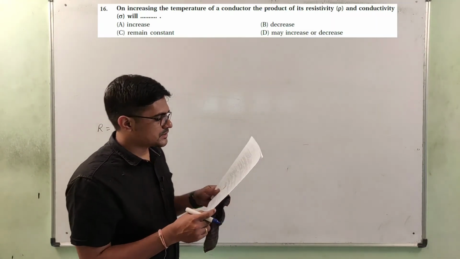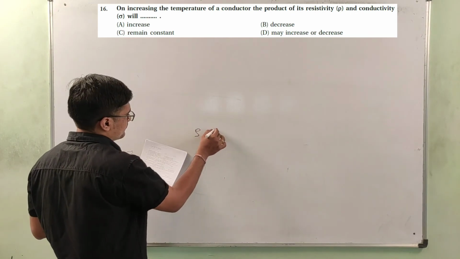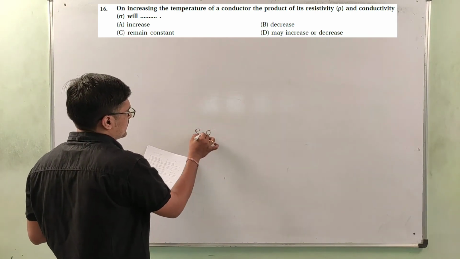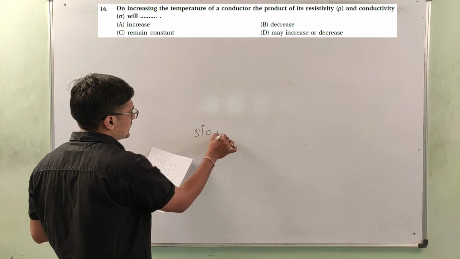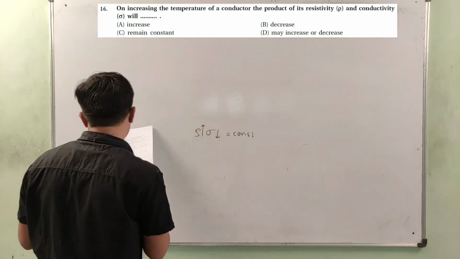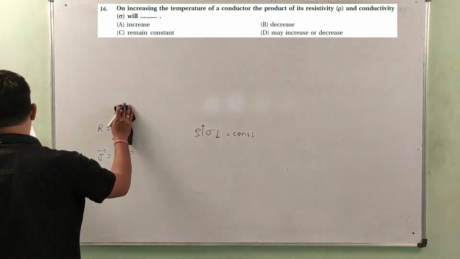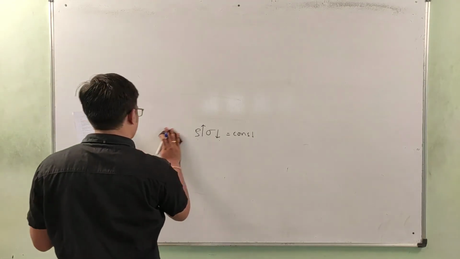On increasing the temperature of the conductor, the product of resistivity and conductivity: resistivity increases with temperature and conductivity decreases, so the product remains constant. One is increasing, the second is decreasing, right? The product remains constant.